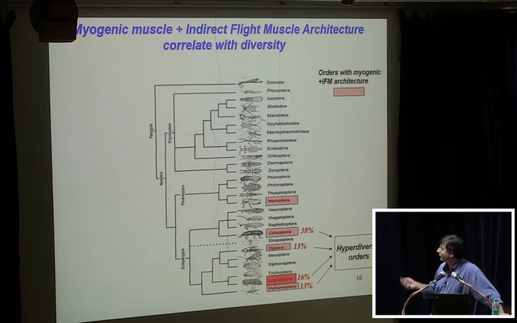And it shouldn't surprise us, therefore, that we see so many beetles and flies and bees. Lepidoptera don't have this kind of myogenic muscle. So they are a bit of an outlier. We don't know why they are this successful, but certainly wing beat frequency is not the reason why.